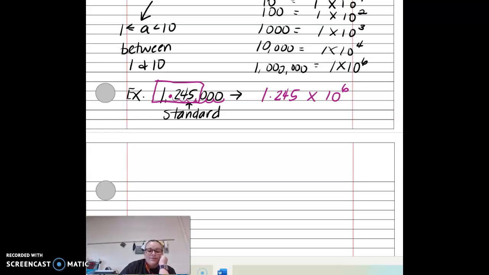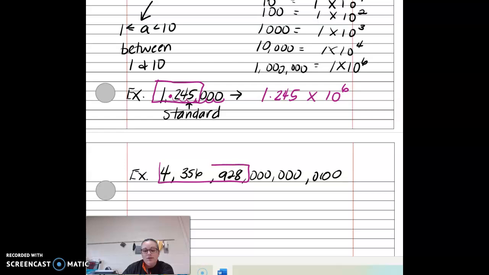Let's try another one. Let's try 4,356,928,000,000,000. This would be a number I'd love to have in my bank account as well. But again, to do this, what I'm going to do is highlight or box off all of the numbers until I get to a bunch of zeros.